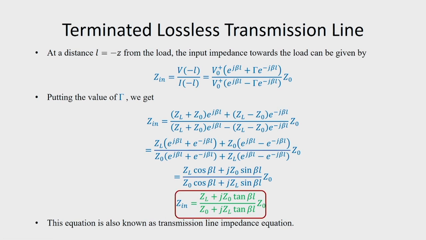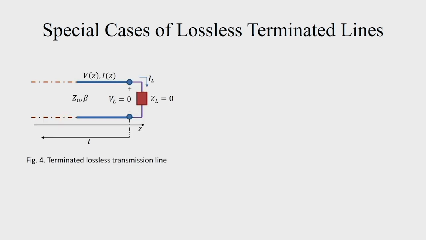Let us now consider some special cases of terminated lines. As shown here, we have ZL set to 0. This particular case is the case of short circuited transmission line, and in this case the reflection coefficient gamma will become -1.